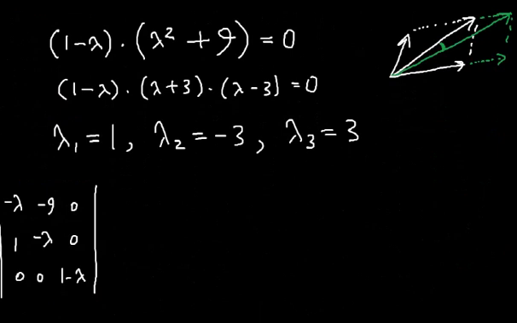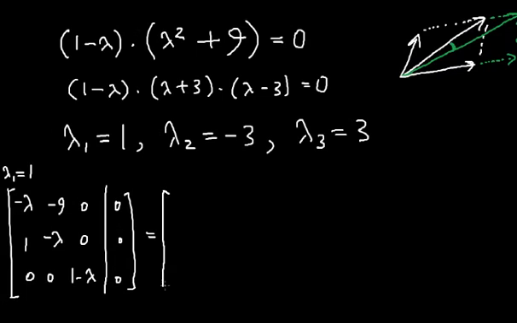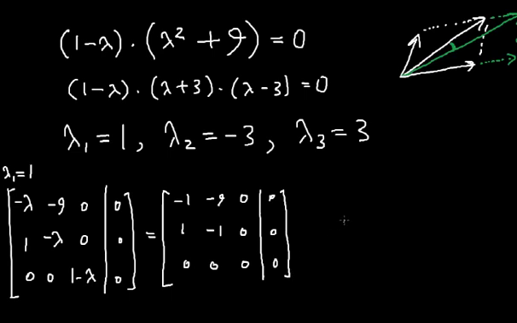So for lambda equals 1, the system is this, and when lambda equals 1, the system becomes -1, -9, 0, 1, -1, 0, 0, 0, 0. What eigenvector does it produce?